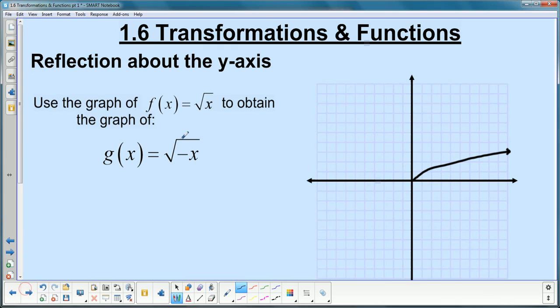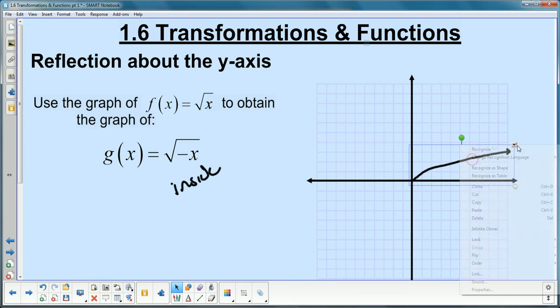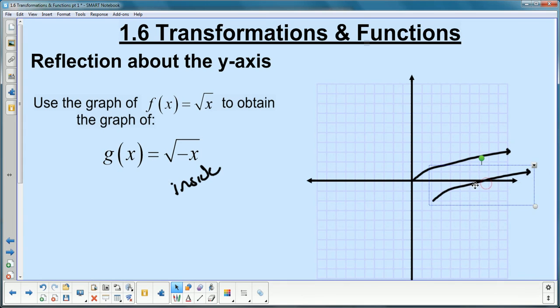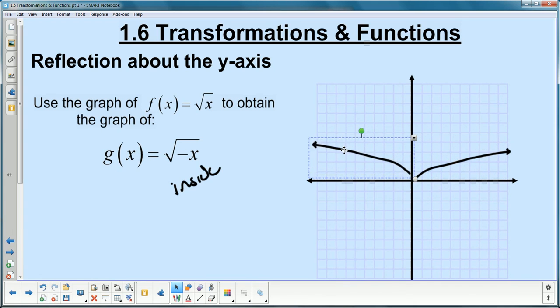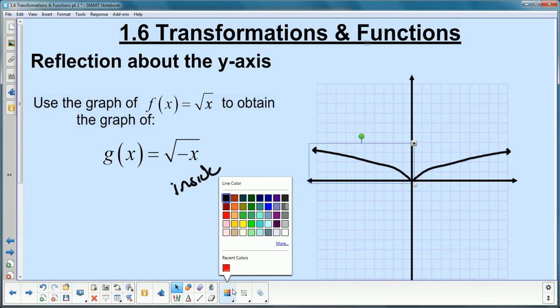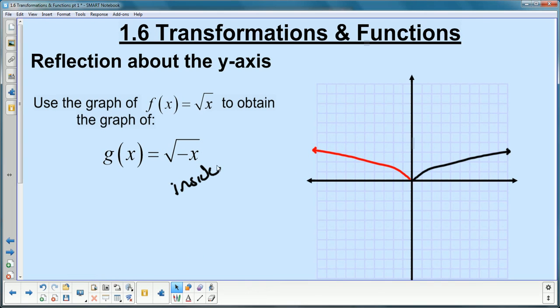Okay, the other option then you'll see here, now the negative sign is inside. So I have the square root parent function here. If I clone it again, we are going to flip this across the y-axis. So inside is across the y-axis. So I'm flipping that left and right, and across the y-axis should end up over there. So that is going to be our new function. Inside tells us flipping across the y-axis.